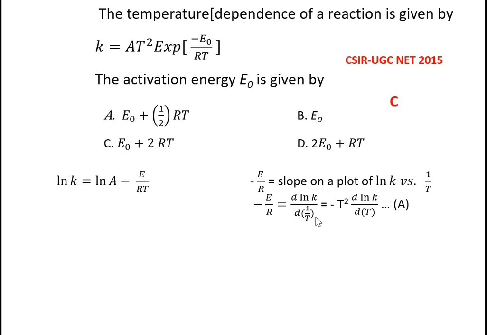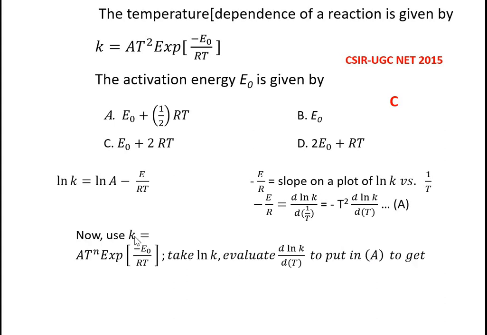So again you have to find the slope. The slope of ln k versus 1 by T means you have to take the differentiation of ln k with respect to 1 by T. So d ln k by d of 1 by T, and that is minus T square dT of ln k. So now your task is to start with the given k, take the log, evaluate the derivative d ln k by dT, multiply by T square, put it in this equation and equate it with minus E by R. So that is the hint.